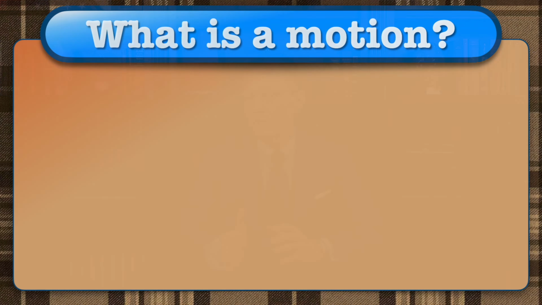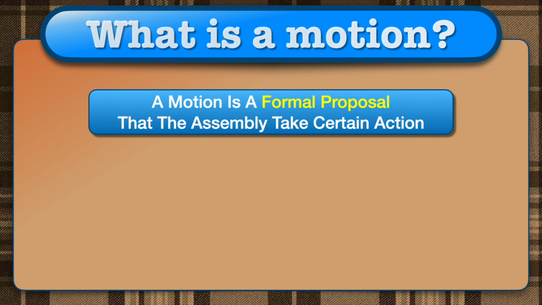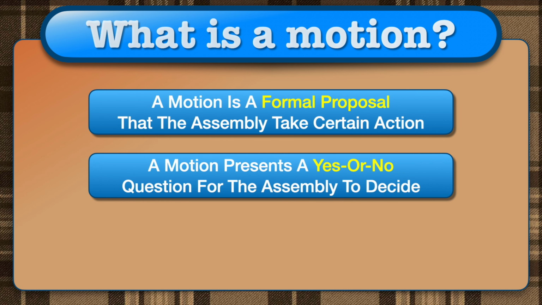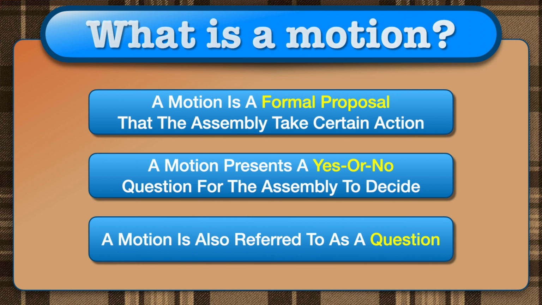So how does a member make a motion in a meeting? We're going to see several examples, but first we need to be clear on what a motion is. A motion is a formal proposal that the assembly takes certain action. A motion presents a yes or no question for the assembly to decide, and for this reason, a motion is also referred to as a question. Keep that in mind throughout the video. When you hear the word question, we're talking about a motion.